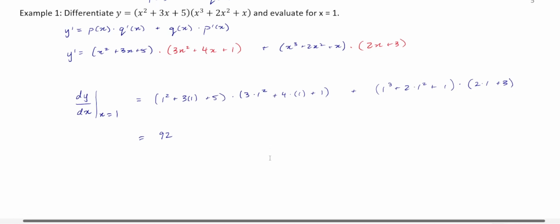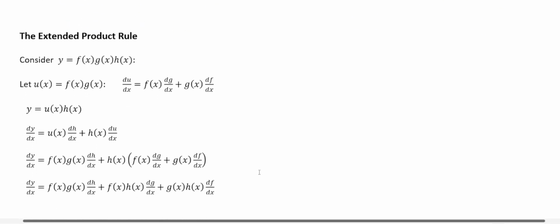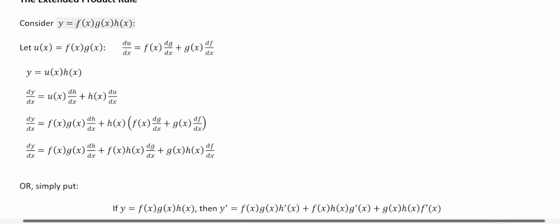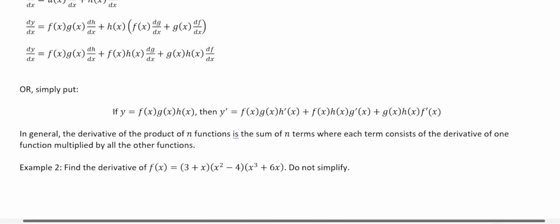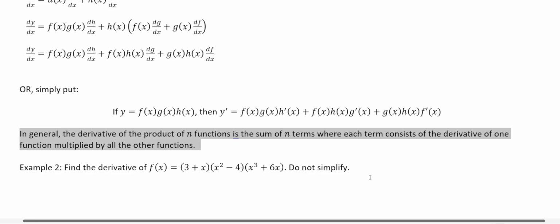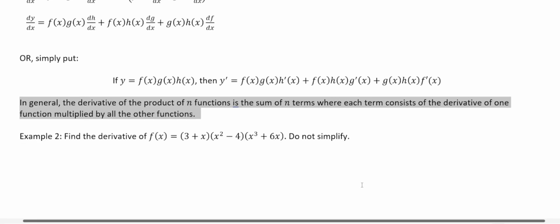Okay, let's keep going and take a look at what we have. We have the extended product rule. Now say we have 3 functions multiplied together. Well, again, if we extend this all out, we can simply see that it is just a matter of, again, first times the second, derivative of the third; first and the third, derivative of the second; second and third, derivative of the first. So we make a general rule. In general, the derivative of the product of n functions is the sum of n terms where each term consists of the derivative of one function multiplied by all the other functions.